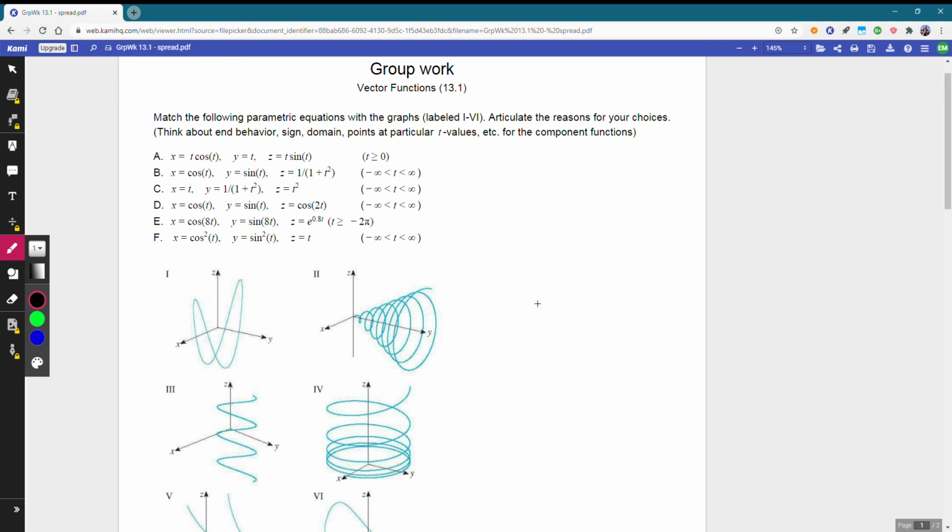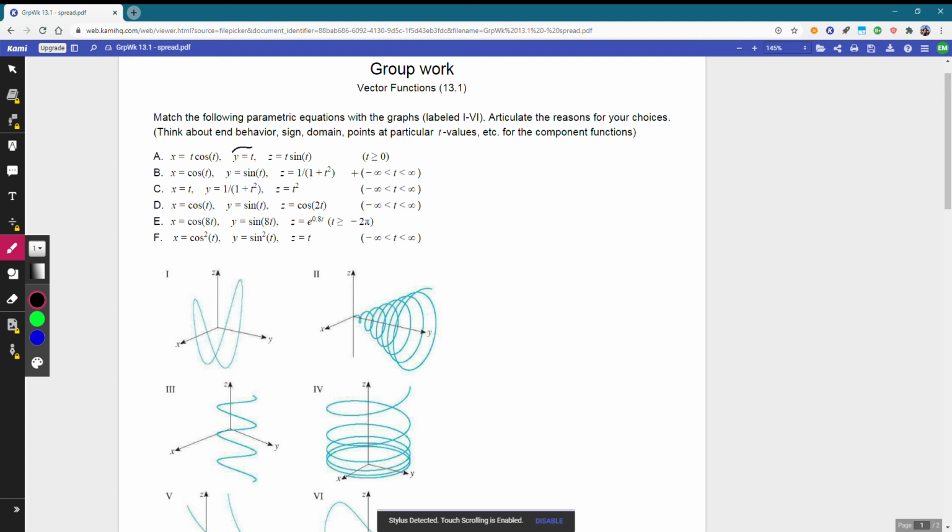All right, we're going to talk through our group work on 13.1 vector functions. Here we got a handful of different parametric equations for some curves, and we got to match them up with their graphs. And so we'll just kind of go at this with our different tools that we've figured out. So looking at this first set of parametric equations, just notice that it's for t greater than or equal to 0.